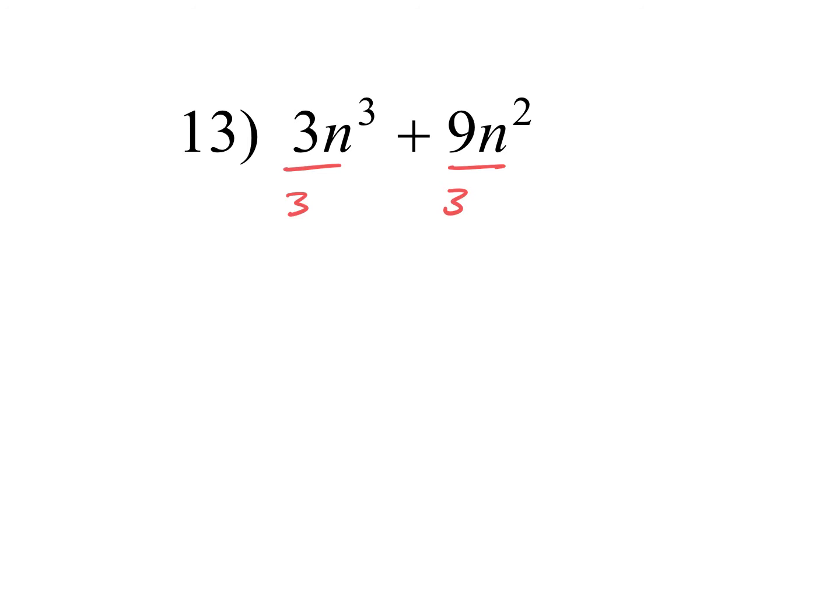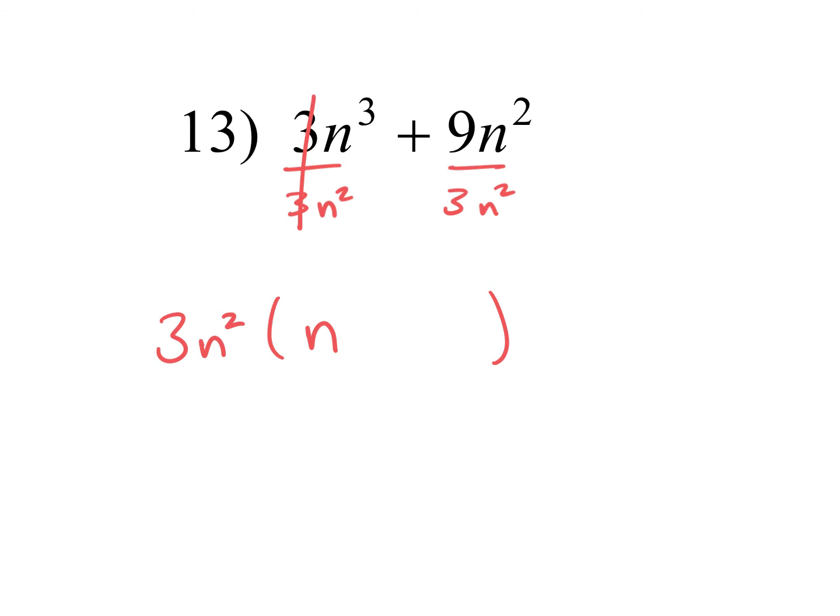If this one has 3 n's and the other one has 2 n's, I have more than one n in common. I have 2 n's in common, so I can take out n squared. So 3n squared is coming to the outside. What's 3 divided by 3? 1. And then if I have 3 n's and I take 2 away, how many am I left with?